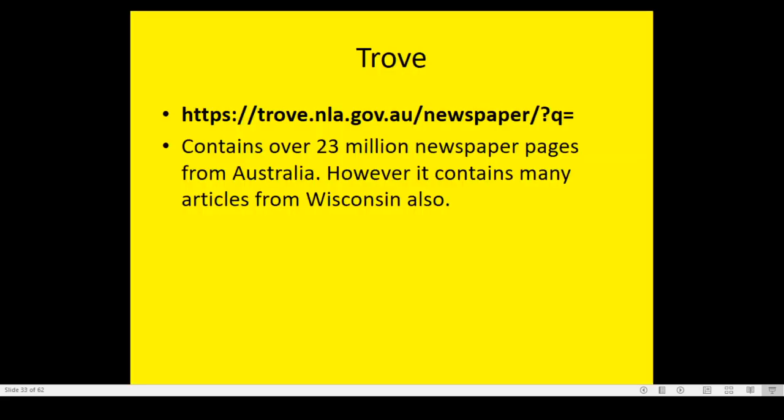Here's one that's called Trove. And this is a little bit unusual. It contains over 23 million newspaper pages from Australia. How many of you have Australian ancestors? You do, all right. Usually, when I ask that question, nobody has any. However, it also contains many articles from Wisconsin, which surprised me. I did not expect that. I found a couple of neat ones.